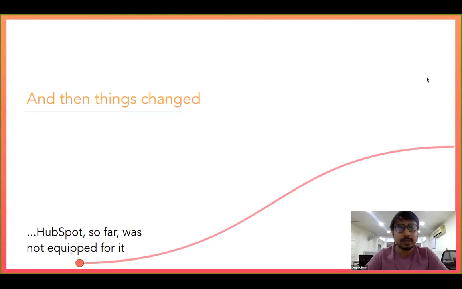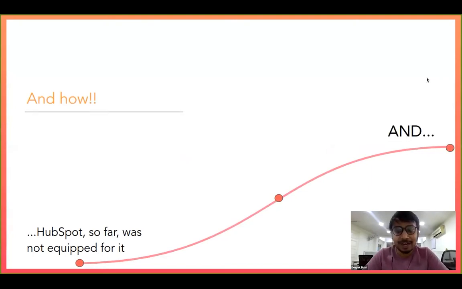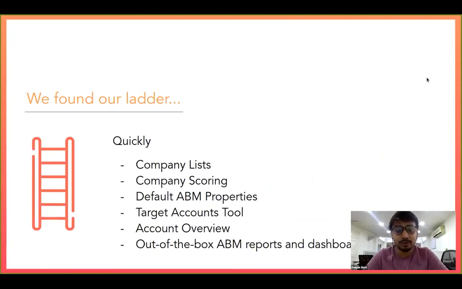So yeah, coming back to the awesome line graph that is being put on this PPT. HubSpot was not equipped then, but then HubSpot launched its ABM features, and things have changed. Now we have found our ladder to climb that difference which was there between 10k to 50k leads, to go up to 100k plus deals.